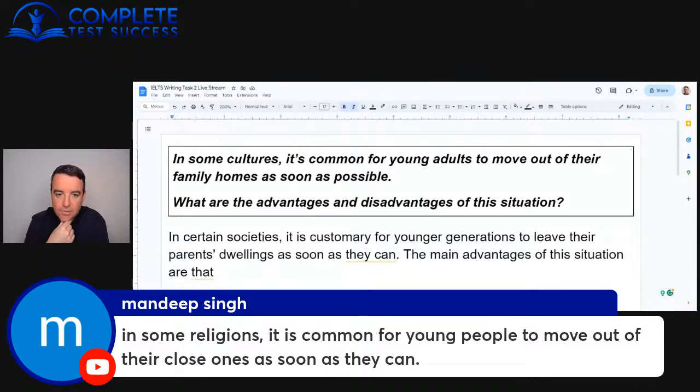It is common for young people to move out of their close ones. A close one is a person who's close to you, but we're talking about the home, not move out of the person, but move out of the home as soon as they can. So as soon as they can is a good paraphrase. But again, you've changed too much, and a little part of it there where you say close ones isn't clear.